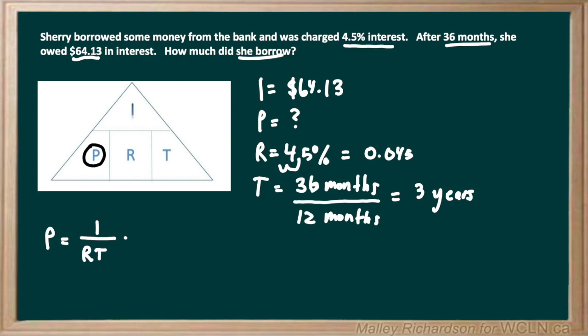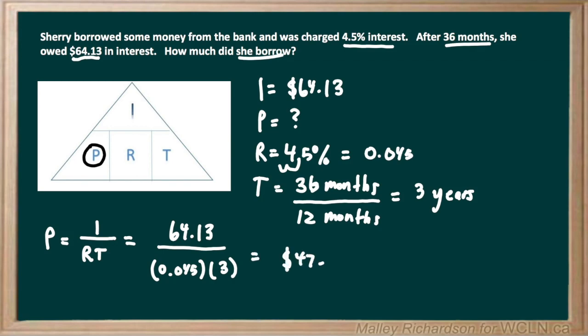Using this formula, we want to fill in what we know. We know that I is $64.13. We'll divide by R, which is 0.045, and T, which we found to be 3 years. So 64.13 divided by 0.045 times 3 gives us our answer of $475. So we know that she borrowed $475 from the bank.